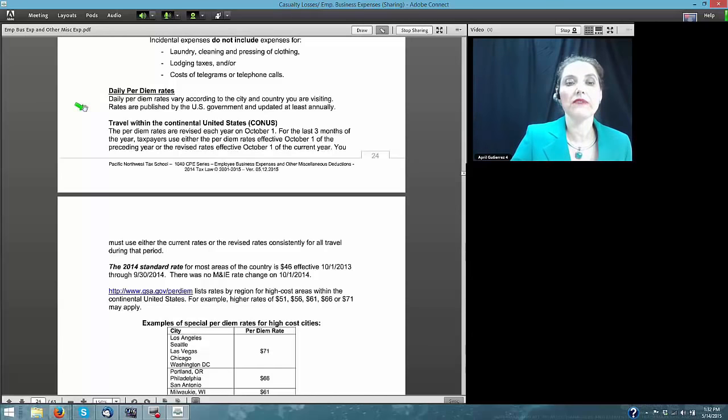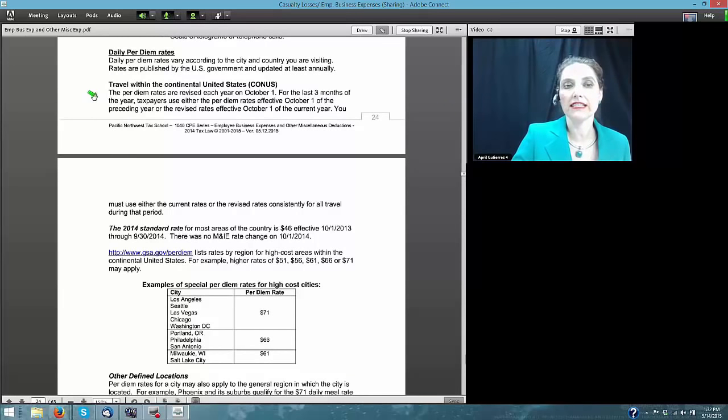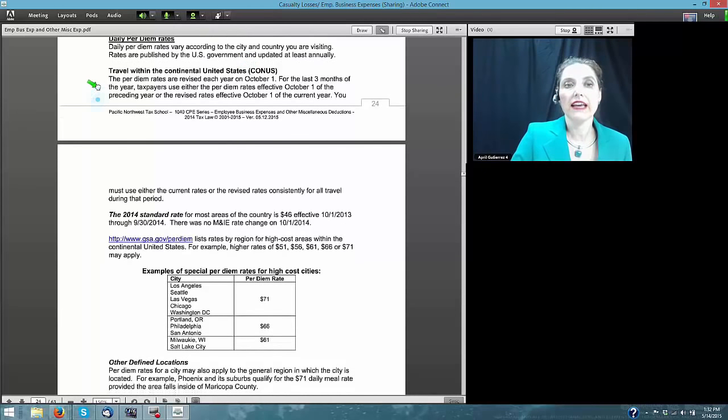The daily per diem rate varies according to the city or country that you are visiting, and rates are published by the U.S. government and updated at least annually. If you are traveling within the continental United States, that's referred to as CONUS, and the per diem rates are revised each year for CONUS on October 1st. For the last 3 months of the year, taxpayers use either the per diem rates in effect for October 1 of the preceding year, or they use the revised rates that are effective October 1 of the current year.